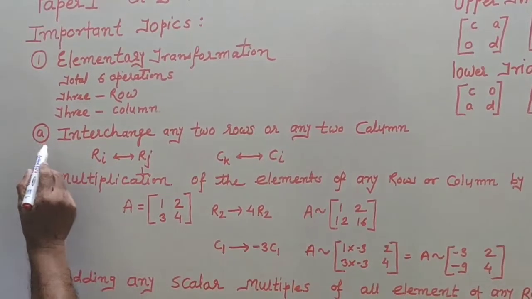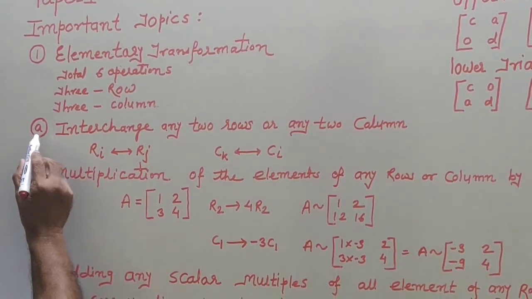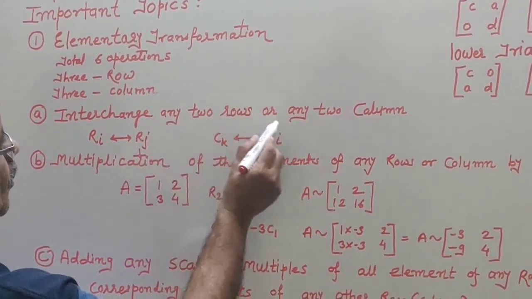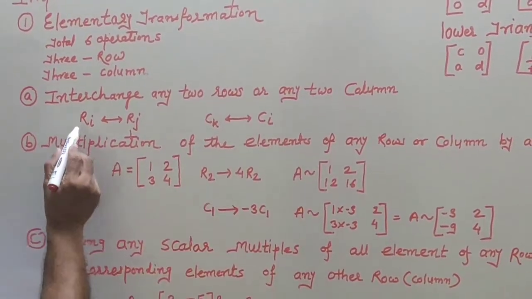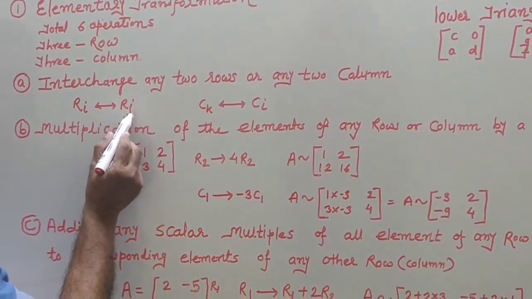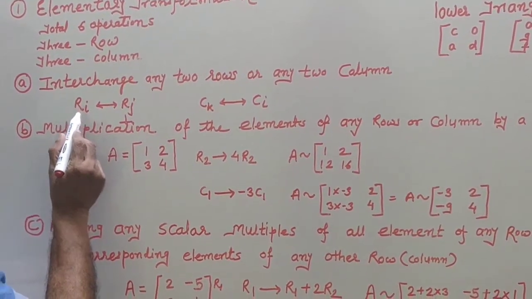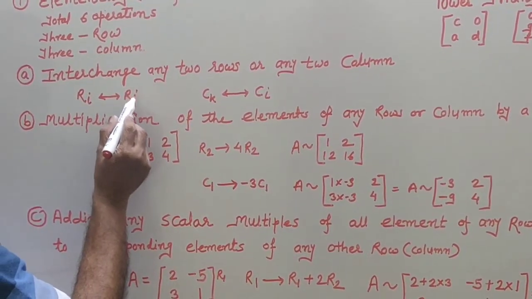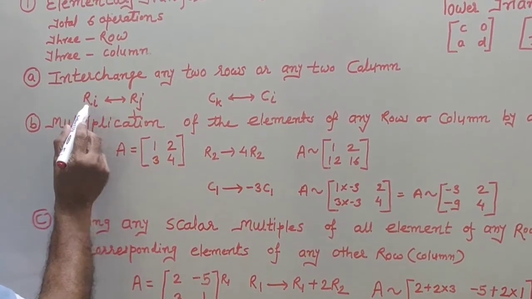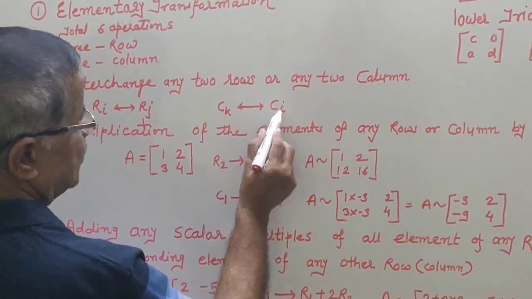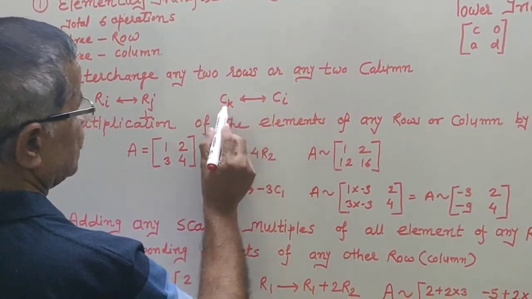So in this, the first important rule is you can interchange any 2 rows or any 2 columns. Means Ri can be changed to Rj, or Rj can be changed into Ri. Means R1 can be changed to R2, R2 can be changed to R1. Like this, you can change columns also. Ck can change to Ci and Ci can change to Ck.